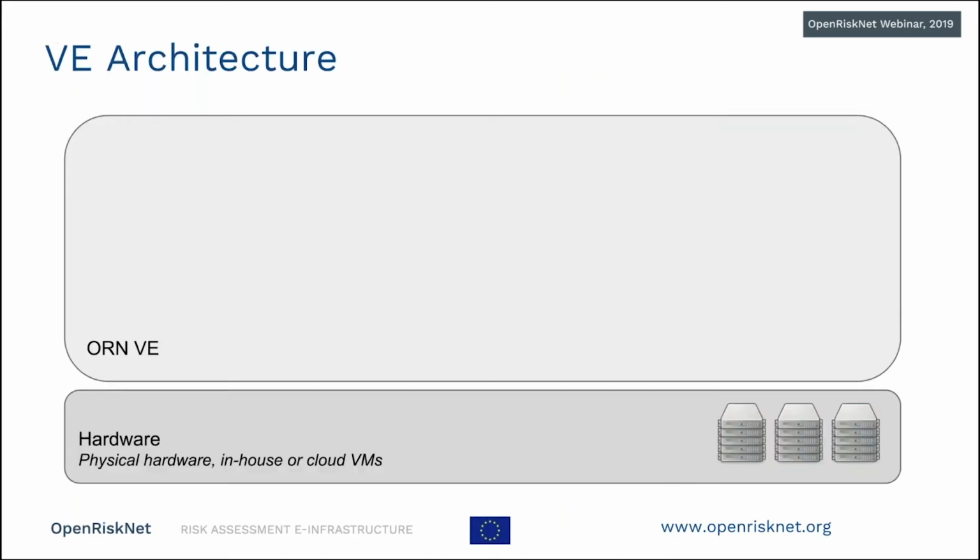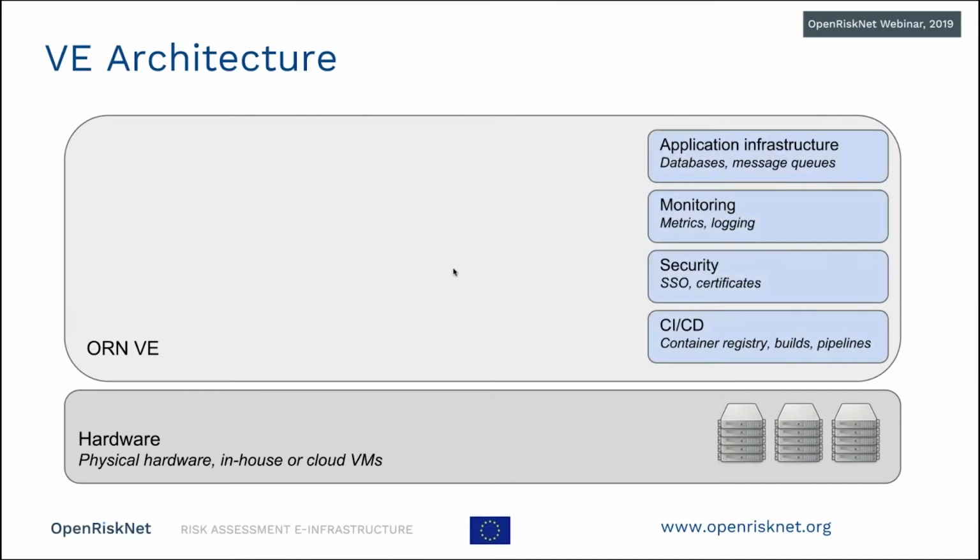So this virtual environment will sit on top of some sort of hardware. It could be physical hardware, often termed bare metal servers, or it could be cloud servers, either private cloud or public cloud. It doesn't really matter. We're flexible and we can deploy it onto a number of different hardware environments, as you will see. So the OpenRiskNet virtual environment sits on top of that.